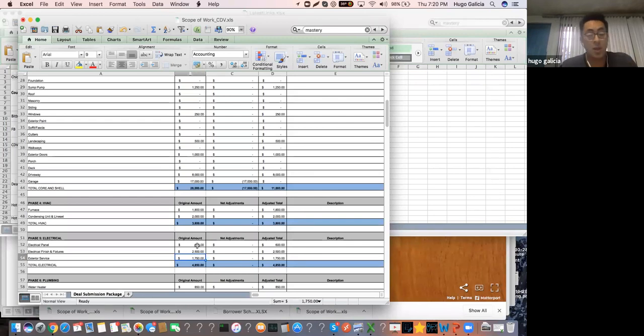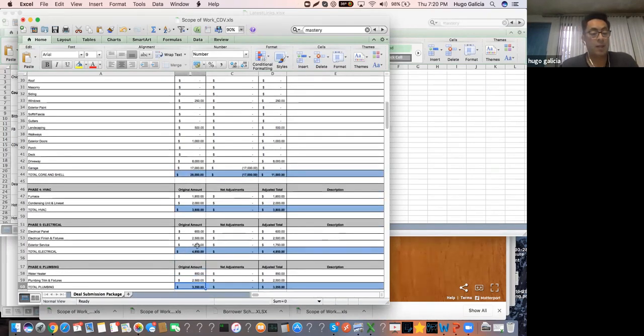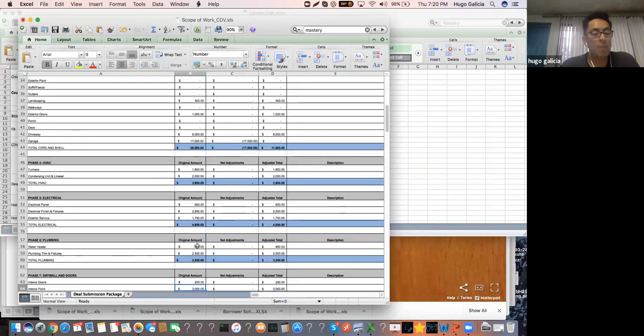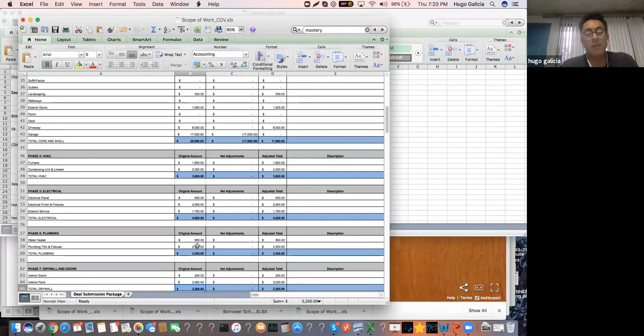Okay, so that is not in here, but that's something that is a big question mark for that deal. And then the next phase is plumbing. So for plumbing, the water heater is about 850. The water heater that we saw in the property looks really cool. We don't need to touch that one.